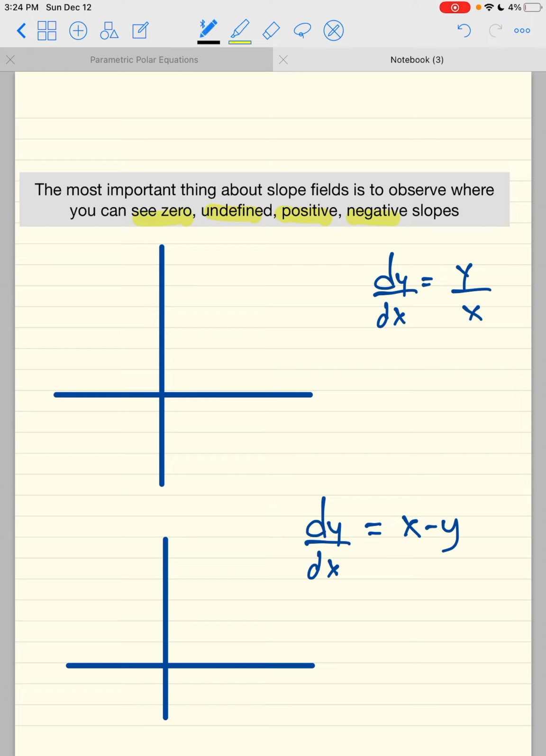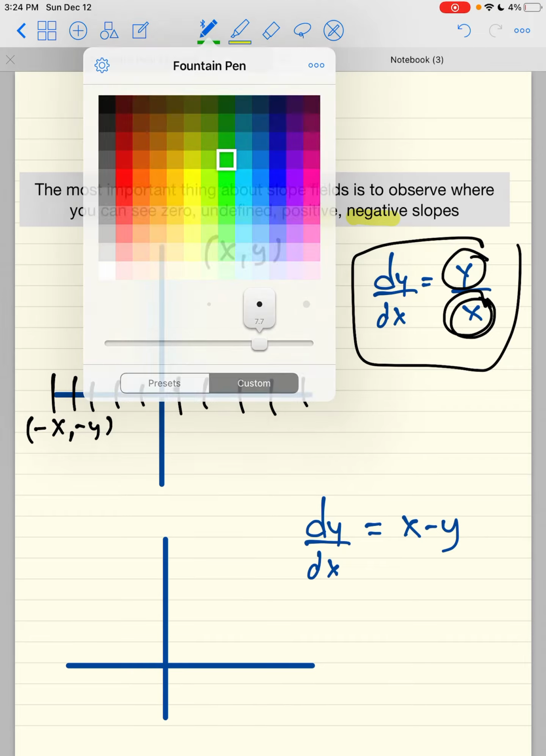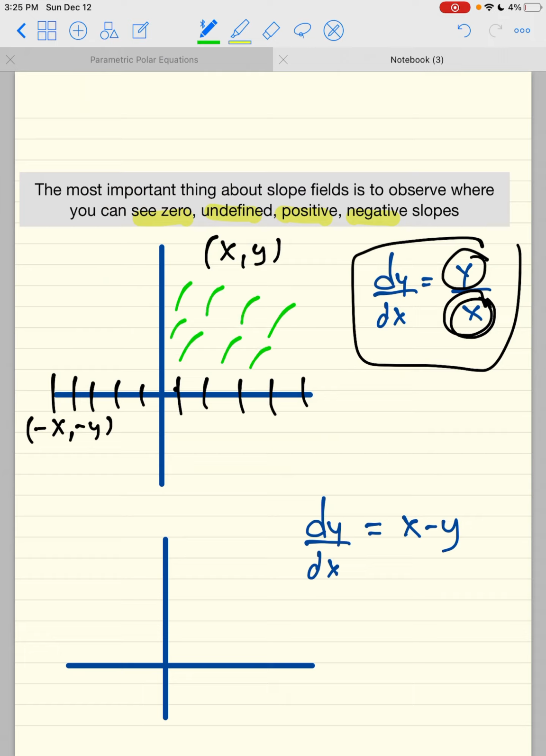So if I gave you dy/dx equals y over x, if you go to x equals 0, which is here, it'll be vertical everywhere. When x equals 0, it'll be vertical lines. Okay? What else do we notice? We notice that when y and x have the same sign, it'll be positive. So in this quadrant, x and y have the same sign, and in this quadrant, x and y have the same sign. So all my slopes, regardless of how steep they are, will all look like this. All positive slopes.